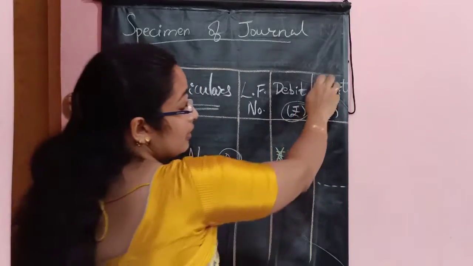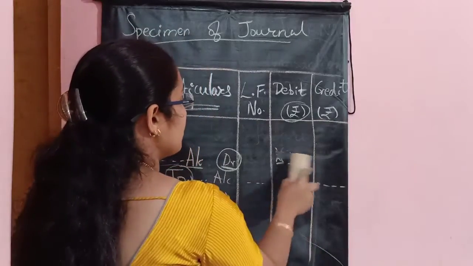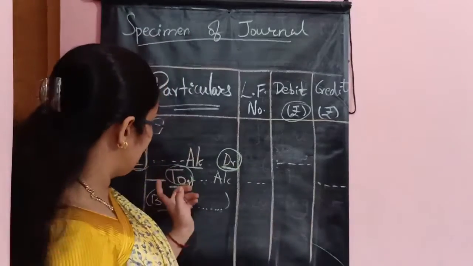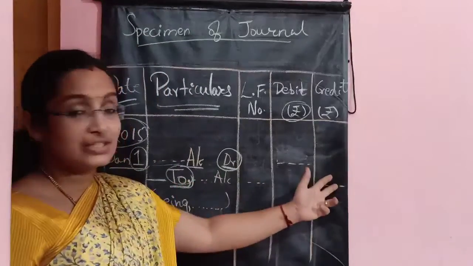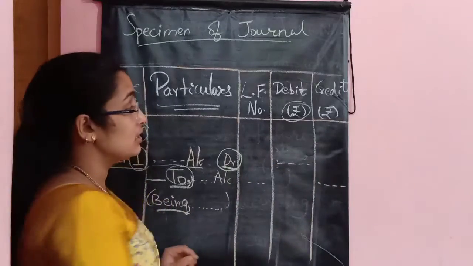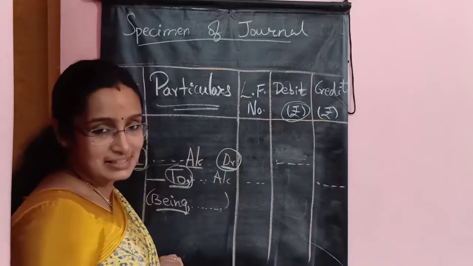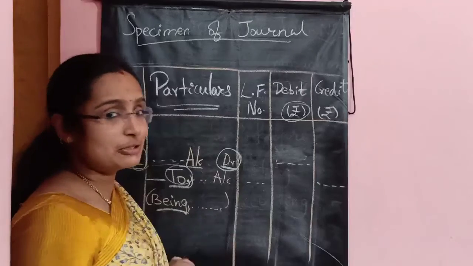Then the last column is that of credit, where the credit amount of the credit particulars is written here in the number format. Well, one thing to be noted here is that the amount of debit and that of credit is always the same in any transaction. That has to be seen, or else you are wrong somewhere.